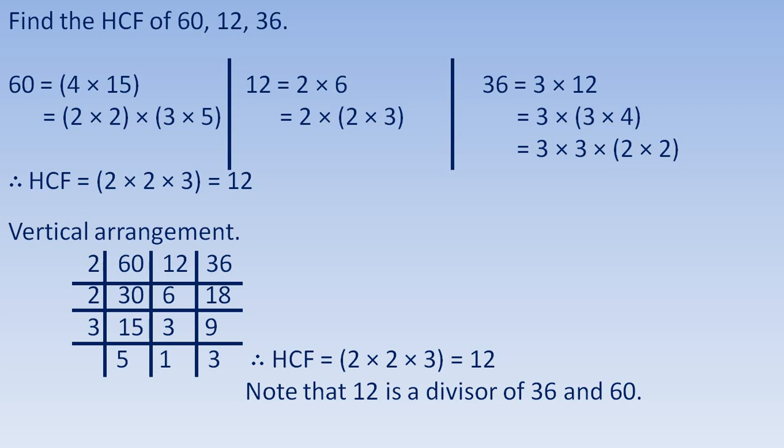Now the HCF of 60, 12 and 36 is 2 multiplied by 2 multiplied by 3, which is equal to 12. Now what I have calculated is the horizontal arrangement. An example of vertical arrangement is just combining all the three numbers with the common factors, 2, 2 and 3. That means 2 into 2 into 3 is equal to 12. 12 is the HCF of 60, 12 and 36.